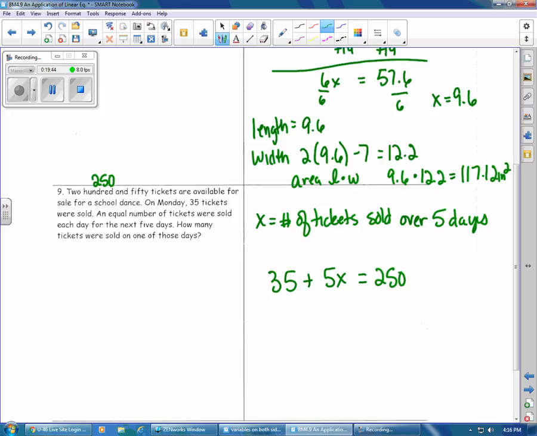This is relatively easy because all of our variable terms are on one side. So I set this up for you. How about if you go ahead and finish solving it and figure out how many tickets were sold on one of those days for 5 consecutive days.